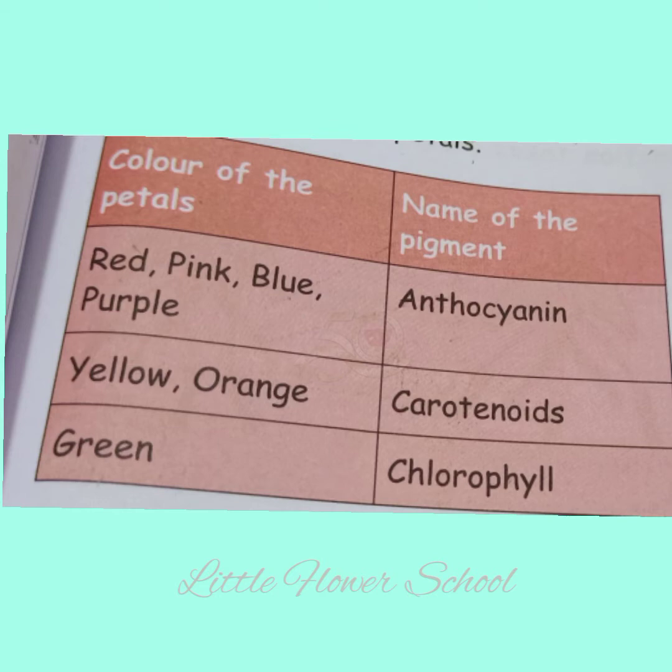Here is a table with the color of the petal and the pigment present in them. Color of the petal: red, pink, blue, purple. The name of the pigment is anthocyanin. Yellow-orange color petal. The name of the pigment is carotenoids. Green color petal and the pigment present in them is chlorophyll.